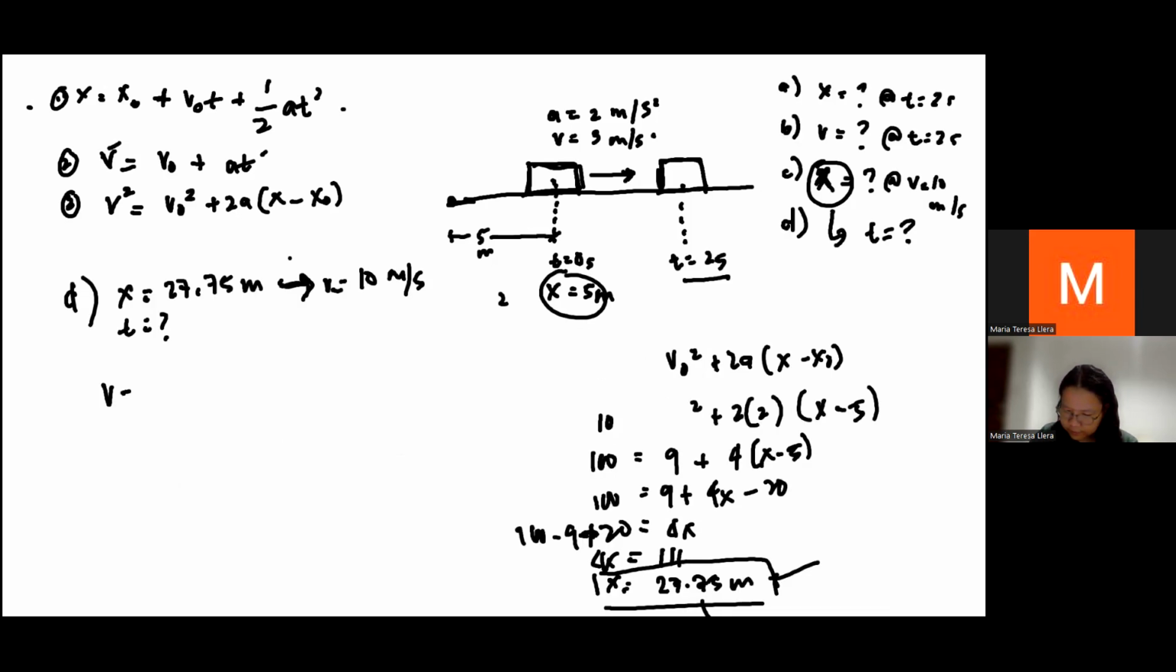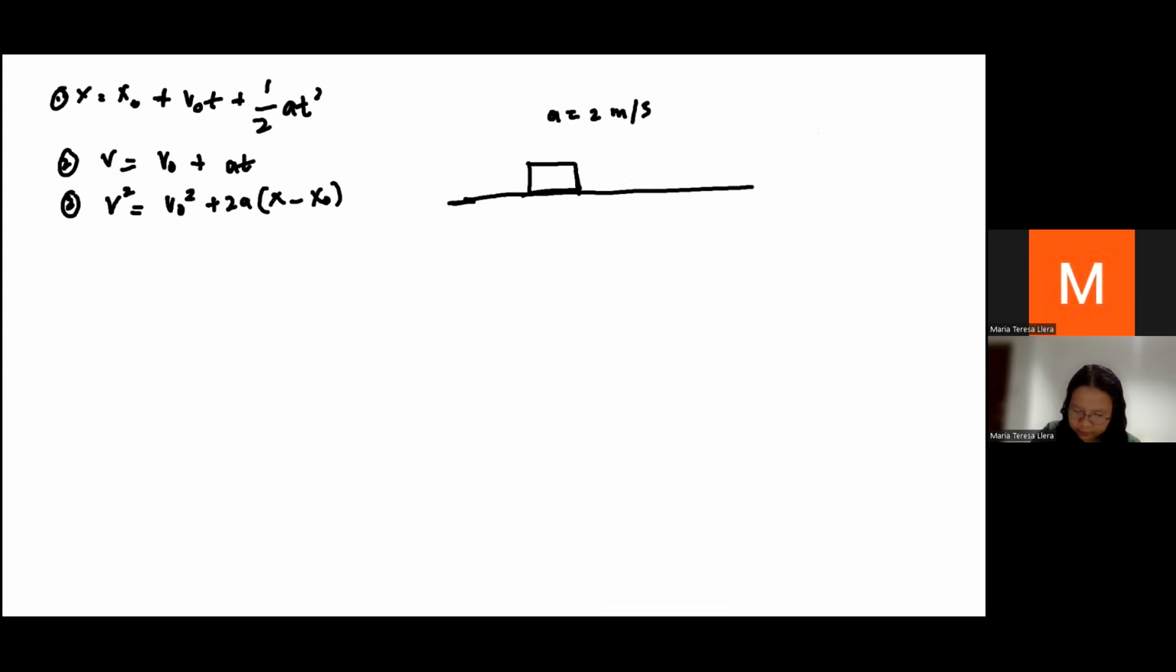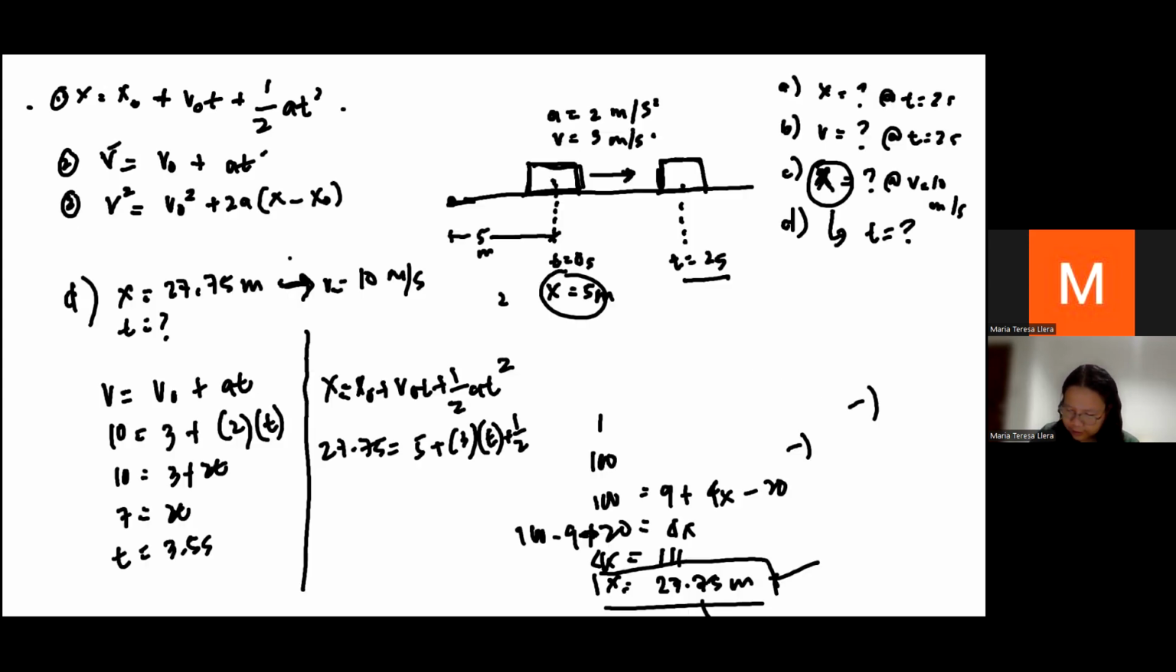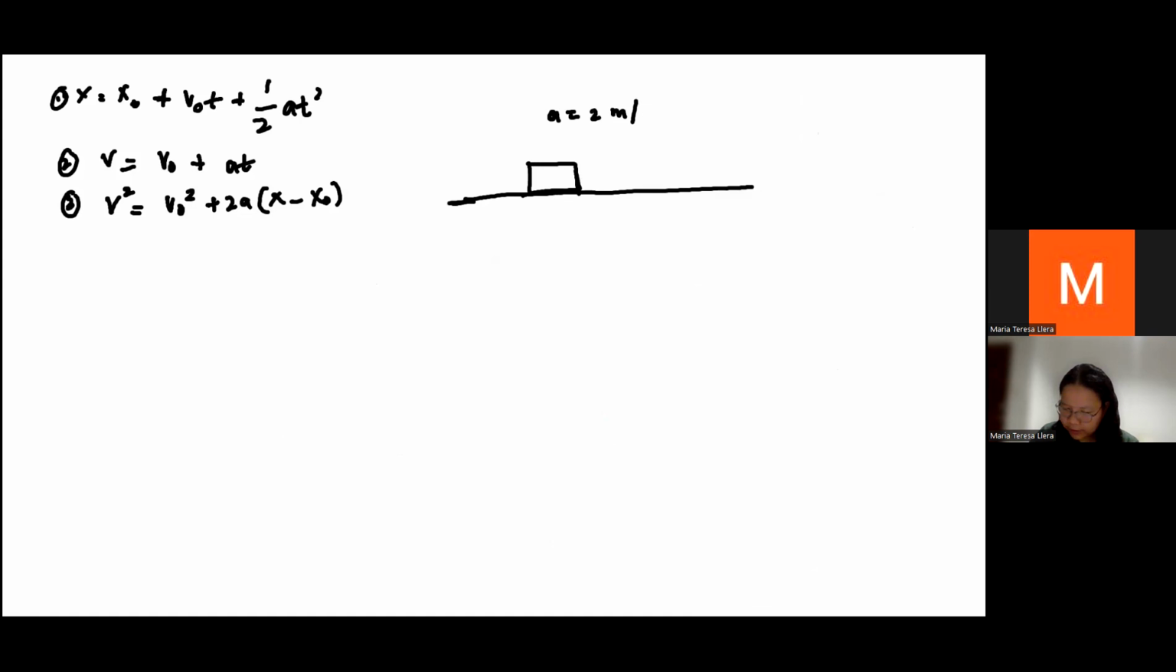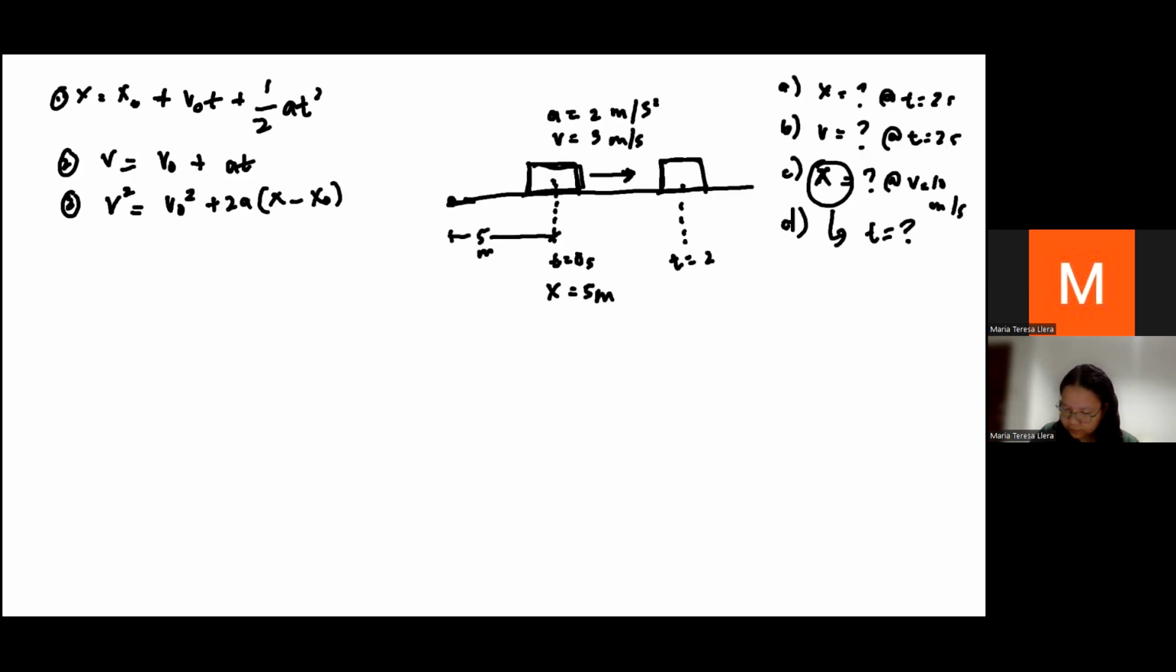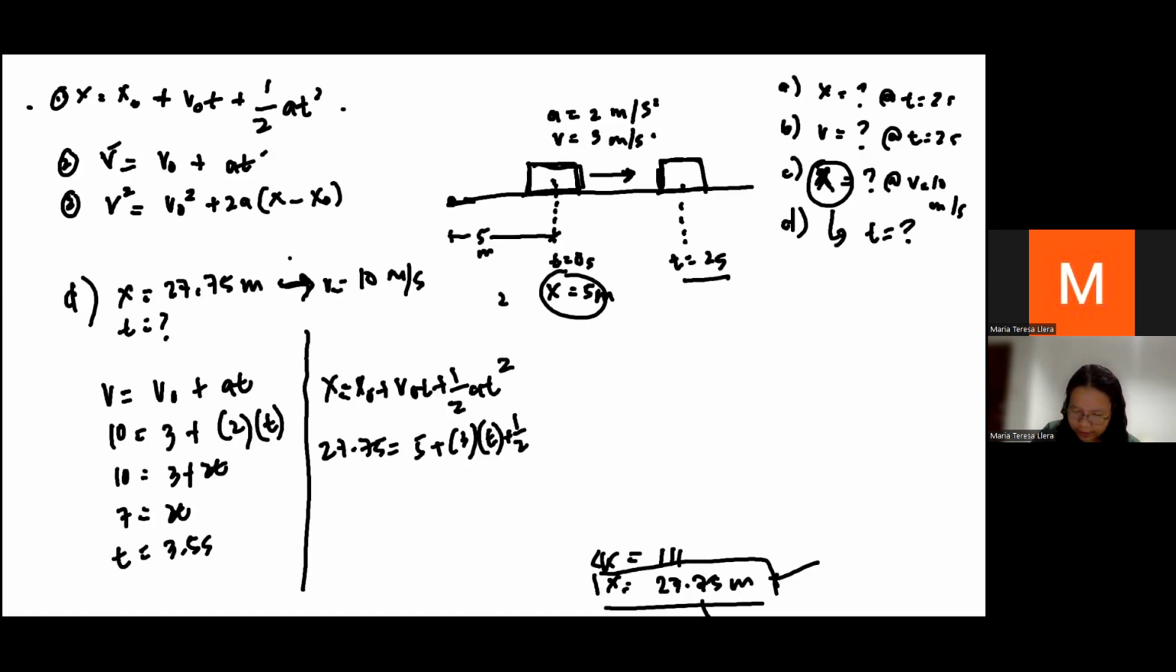Oh, it's not. Anyway, it's not. Okay. The eraser is kind of delayed, so sorry about that. Okay. Let me just erase this.